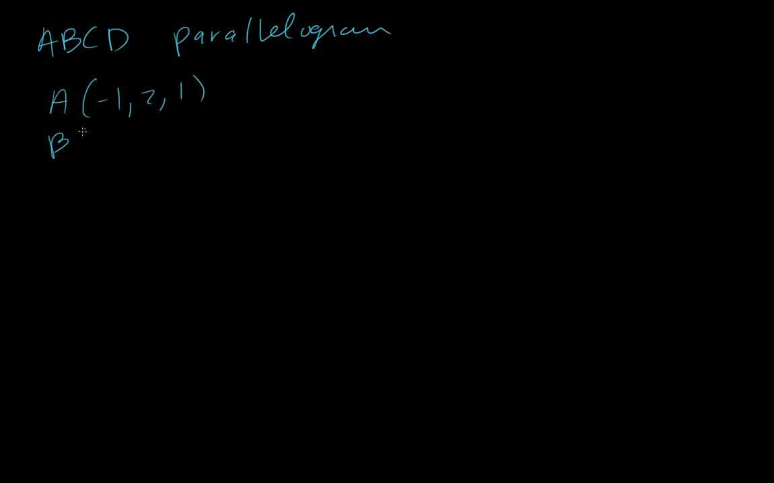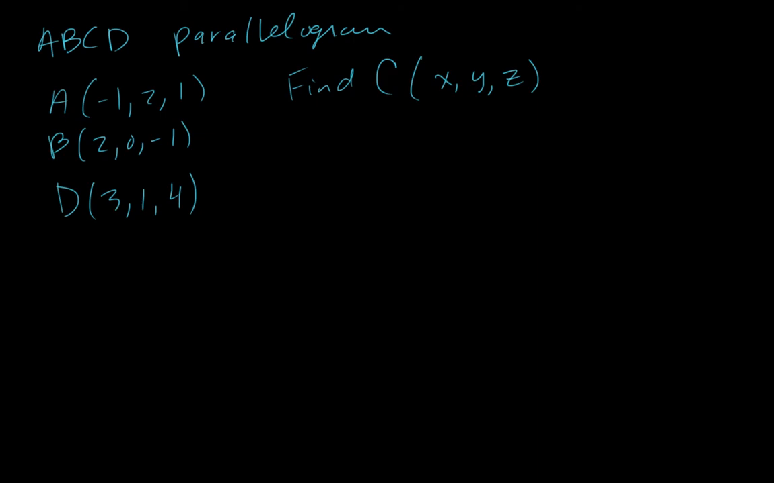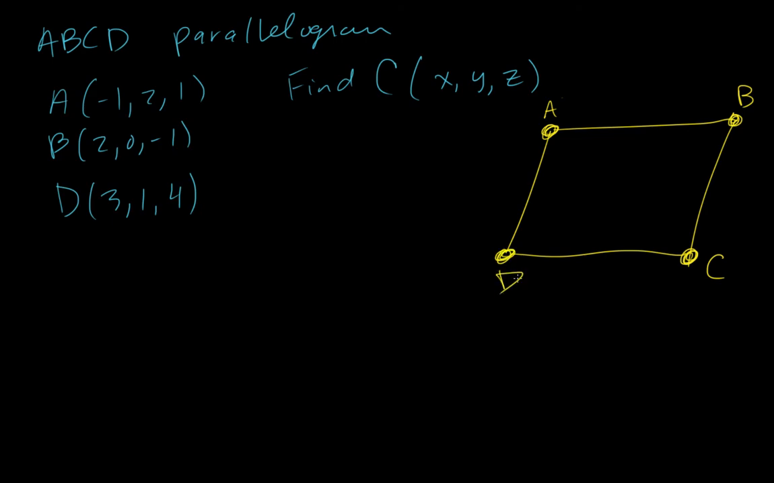Okay, so ABCD is a parallelogram. And A is defined as this. B is defined as this. And D is defined as this. Find the coordinates of C. We'll just say X, Y, Z for finding that. Okay. Let's draw this. So let's say this is A. This is B. This is C. And this is D. So we want to know C.